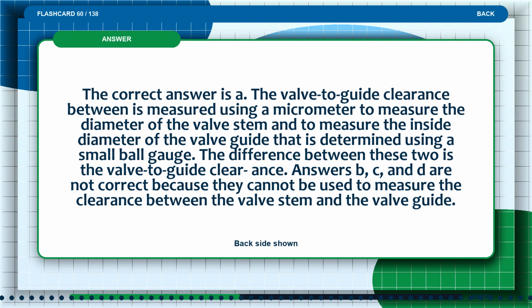The correct answer is A. The valve guide clearance is measured using a micrometer to measure the diameter of the valve stem and to measure the inside diameter of the valve guide, which is determined using a small ball gauge. The difference between these two is the valve guide clearance. Answers B, C, and D are not correct because they cannot be used to measure the clearance between the valve stem and the valve guide.